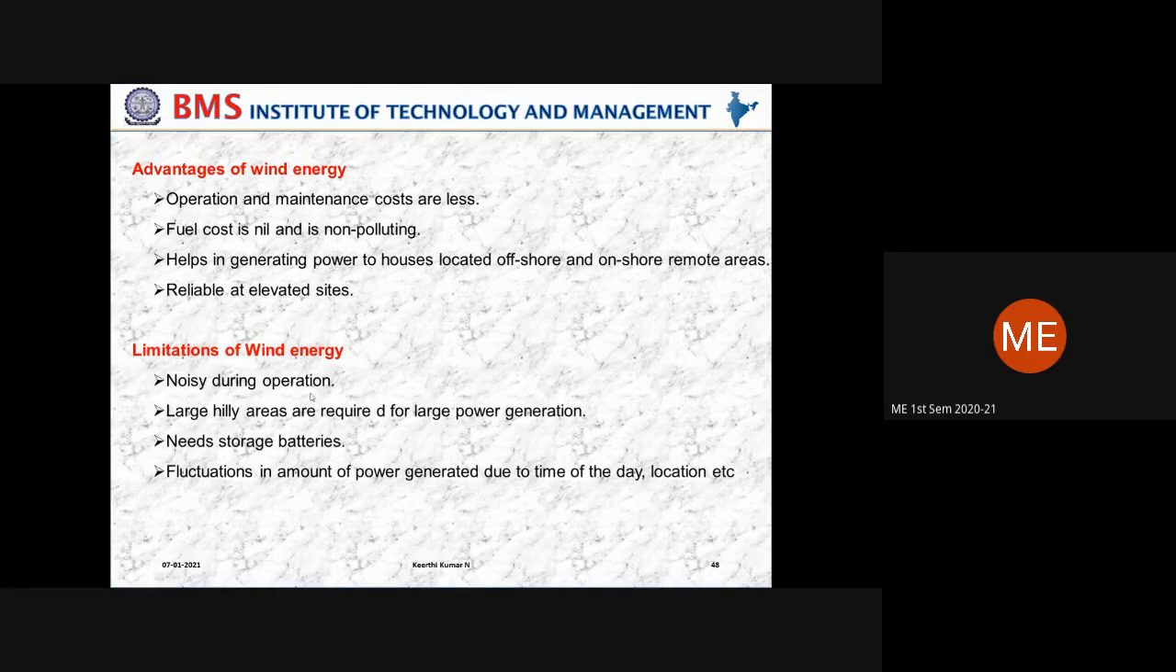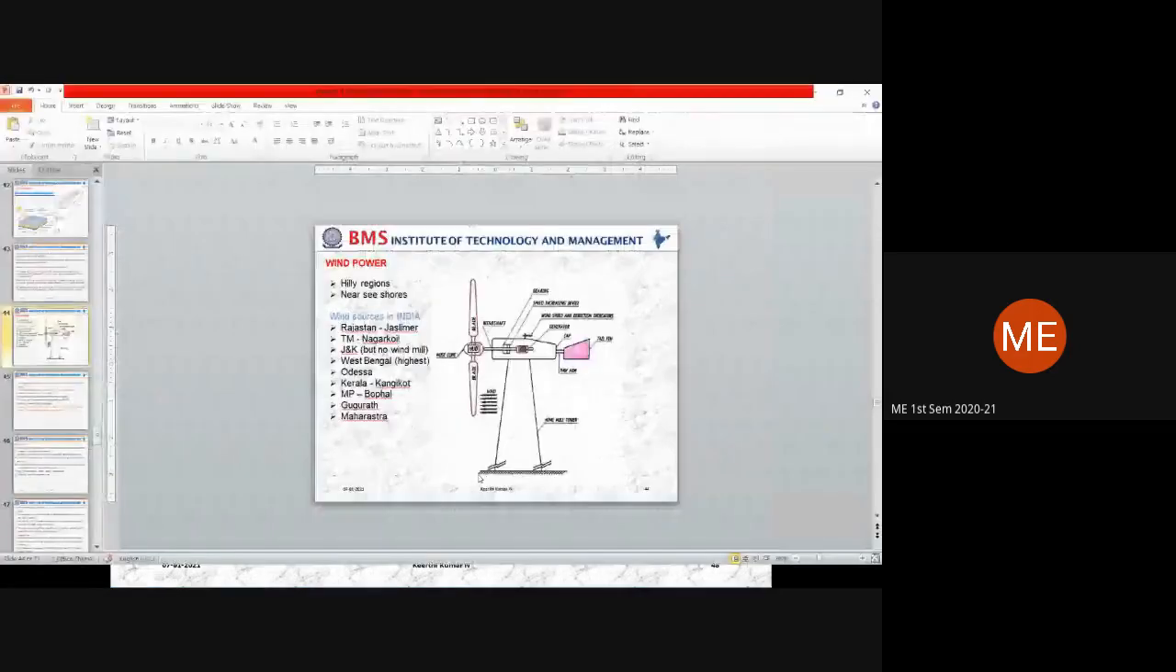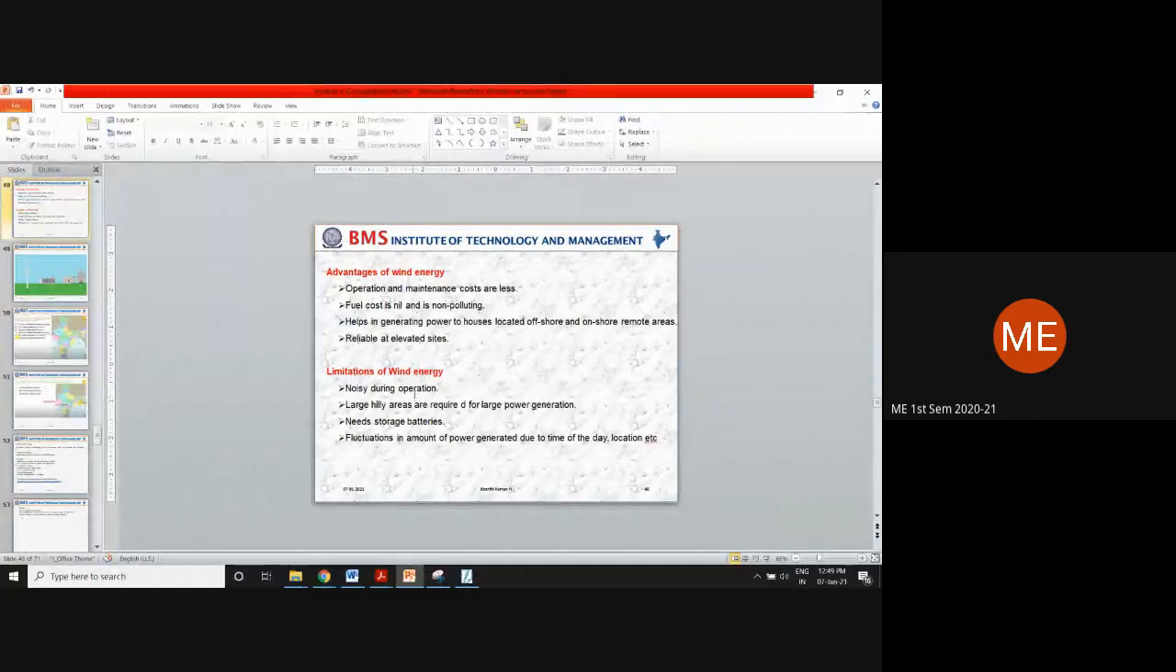Whenever the windmills are rotating, you can observe noise. Large hilly areas are required for large power generation. If I want to generate more and more power, I have to search for hilly stations, and it needs storage batteries. There is also fluctuation in the amount of power generated due to time, day and location. I can never expect the same wind velocity. There will be a fluctuation of the wind, and depending upon it, the speed of the blades also varies. That is a major drawback.